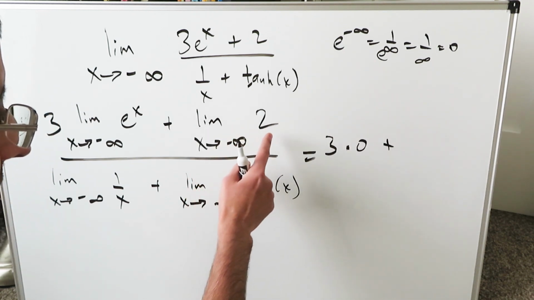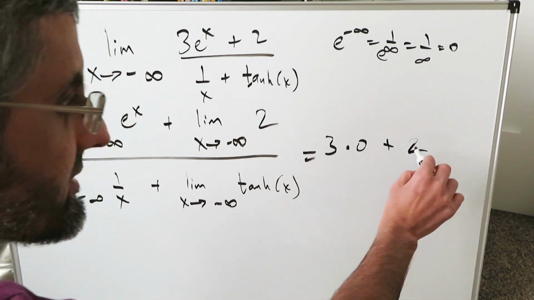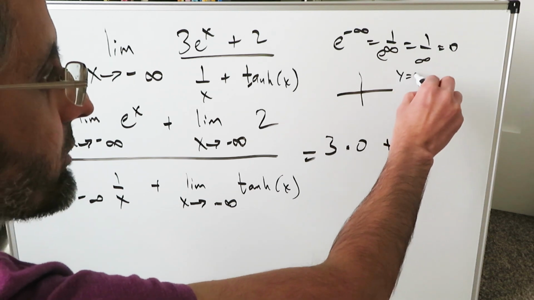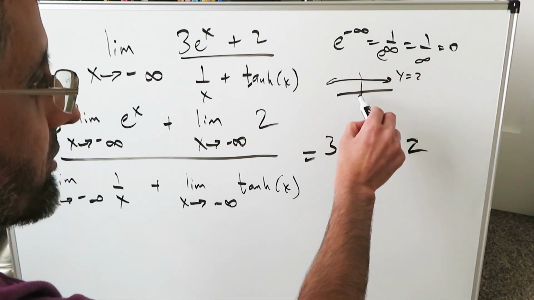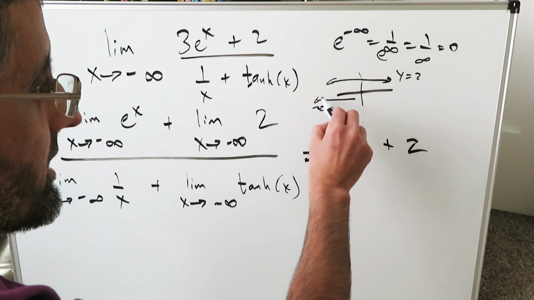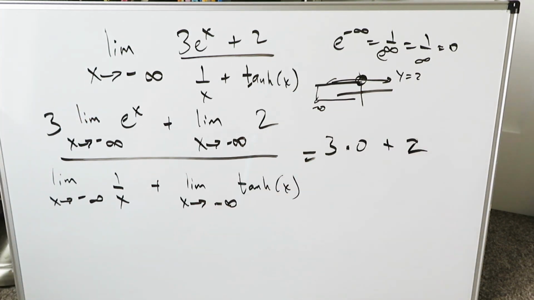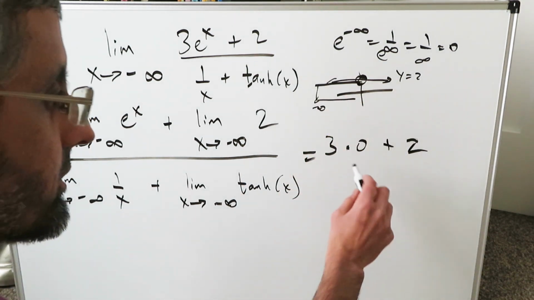Limit as x approaches minus infinity 2 must be a 2. Why must it be a 2? What exactly is 2? It's a horizontal line, y equals 2. Limit as x approaches minus infinity, your function is approaching this value right here, your y-intercept, and that's 2. 0 comma 2, it's approaching 2.